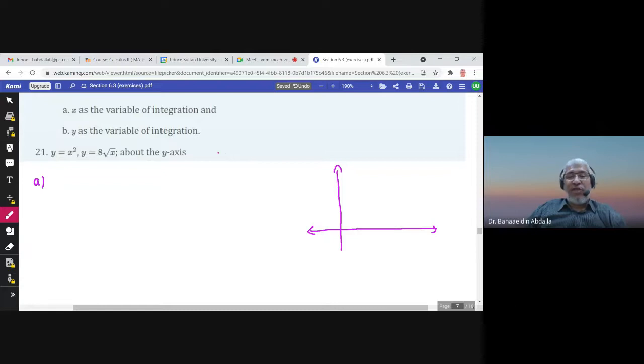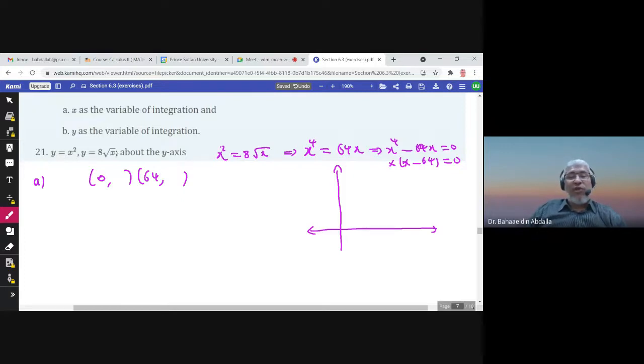Let me find the intersection points between the two curves. So I raise it to the power 2 to get rid of the square root. So x to the power 4 would be 64x. Then x to the power 4 minus 64x is 0. Taking x as a common factor, the intersection points would be 0 and 64. X is 0 and x is 64.